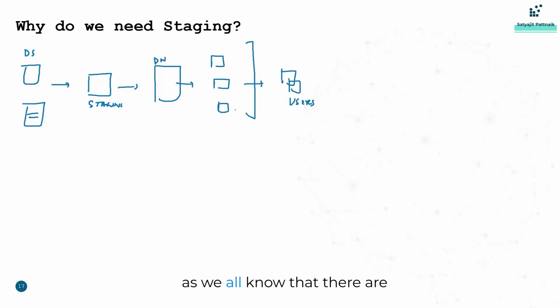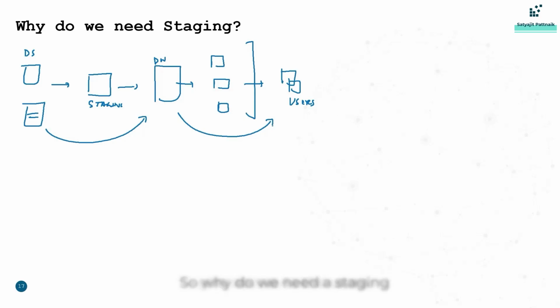Now, as we all know, there are three types of architecture. So an architecture also exists without staging, the basic architecture where you directly feed the data into the data warehouse and then directly give access to the users. So why do we need a staging environment? Really, a staging environment is not a necessity if we can handle it on the fly. But the question is, can we handle the data on the fly? So let's discuss some of the reasons why we cannot avoid a staging area.